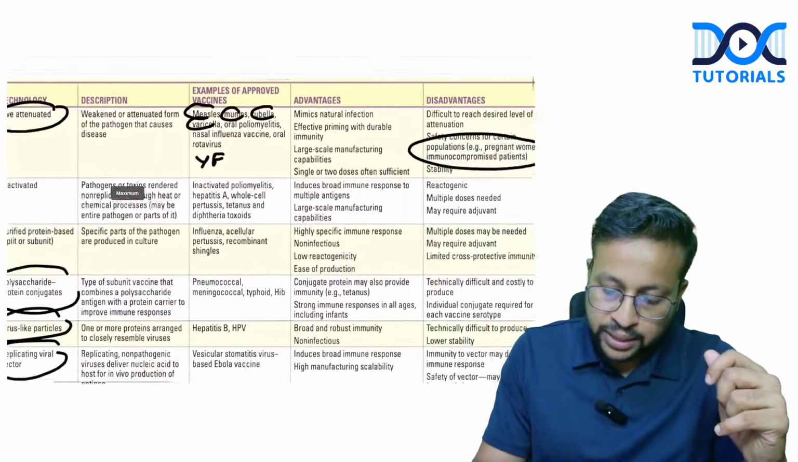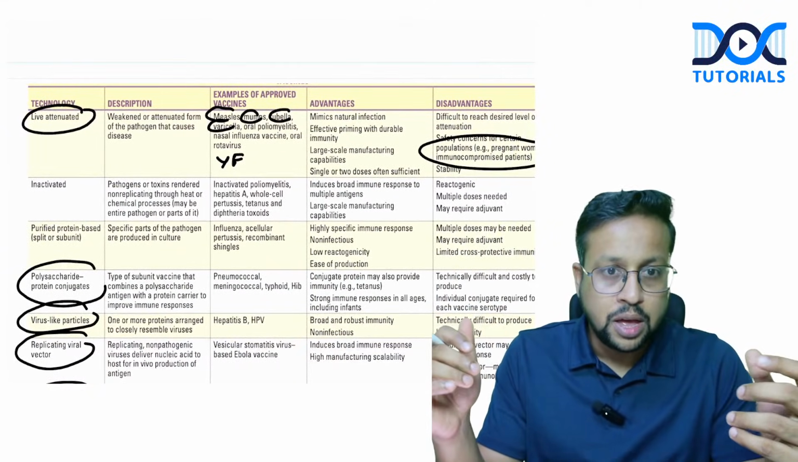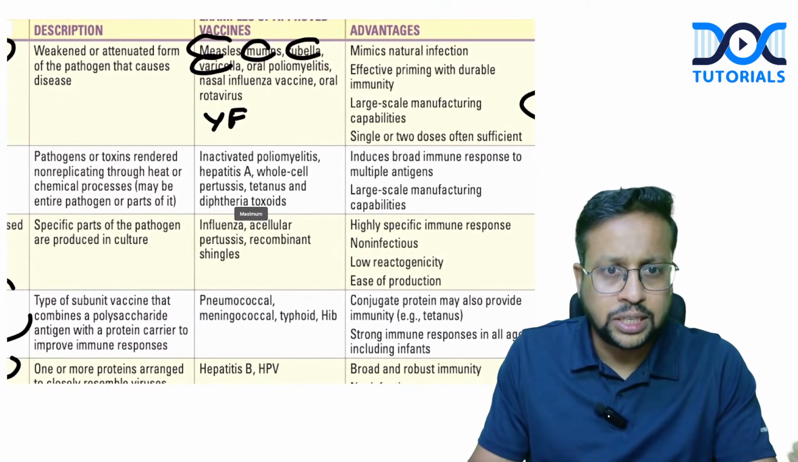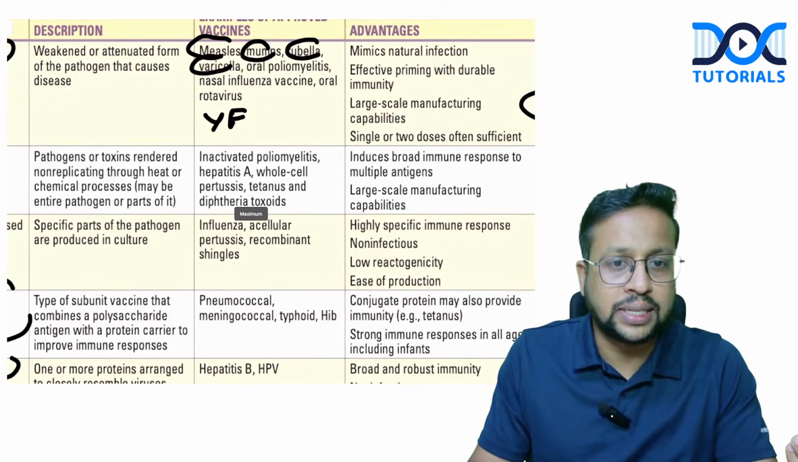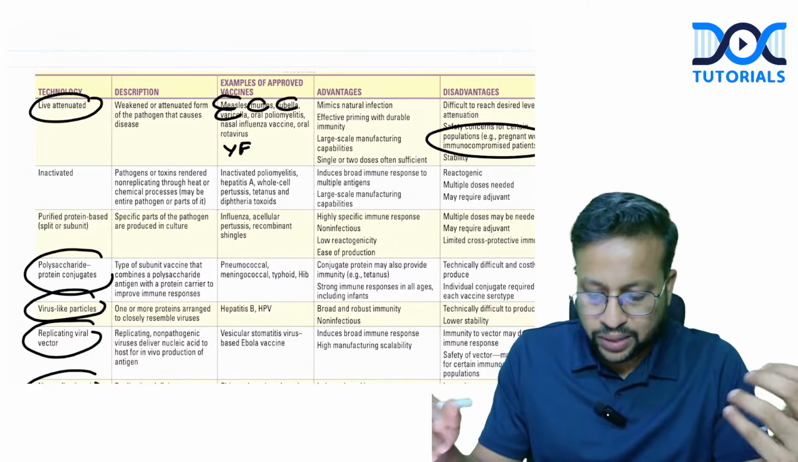Now, inactivated vaccines, again, these are whole bacteria or viruses which are rendered inactive by chemical processes. So these include the inactivated poliovirus, the hepatitis A virus, etc. Again, just remember the examples.